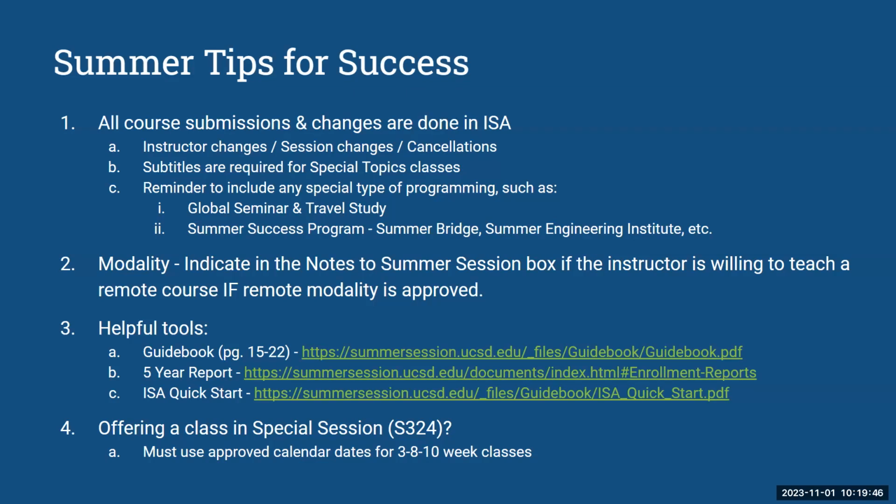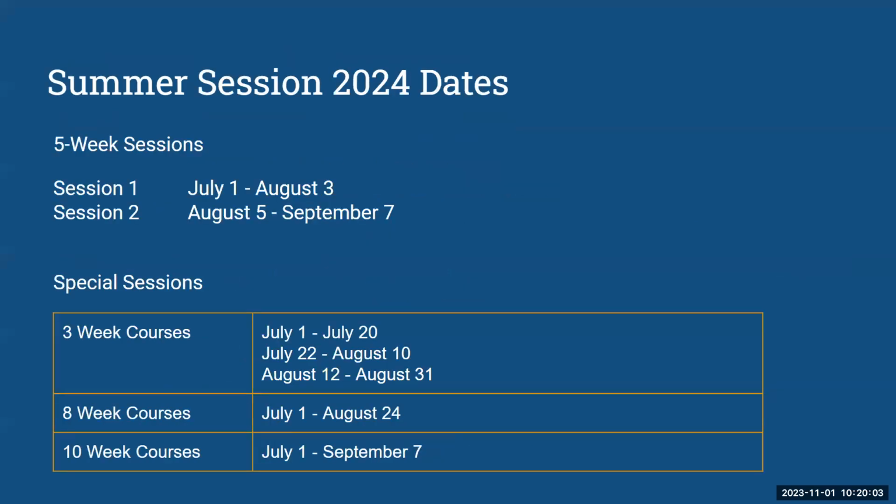If you're offering a class in special session, we do have different length terms, right? But you only have 3 choices for a 3-week class and 1 choice of terms for an 8-week class and a 10-week class. If you do the next slide, Eric, okay, so these are the dates. When it's special session, you have to tell us which subterm you're putting it in. Is it the 8-week, the 10-week, or one of the 3-week terms? And we have a July 1st start date for summer 24. These dates are also in the guidebook if you want to reference them later.